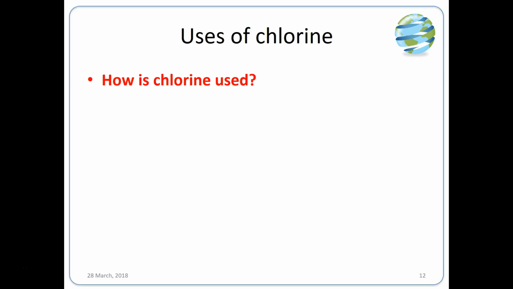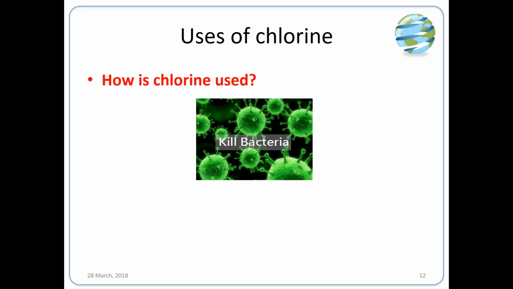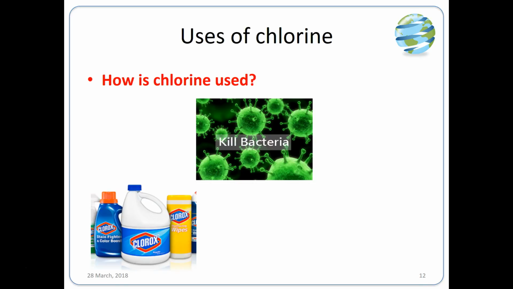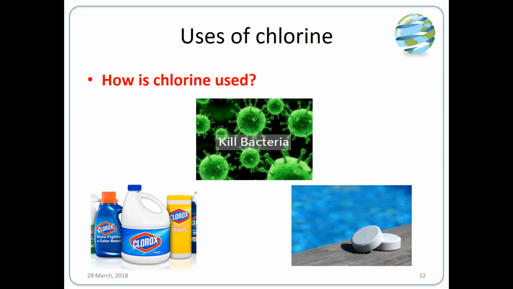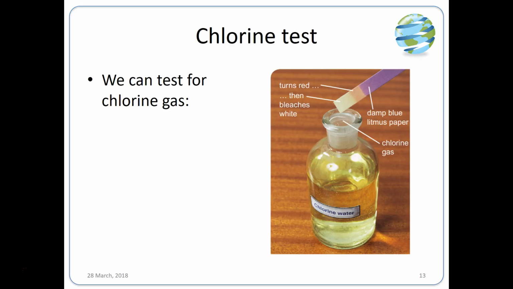Now let's look at chlorine in a little bit more detail. So chlorine has a number of uses. Chlorine is primarily used to kill bacteria. So we see it used in bleach and in swimming pools. So it's used here to kill bacteria in the water. But chlorine, when it's produced in a reaction, we need to be able to test for it. It is toxic to humans, so often we need to be cautious of when it's produced.